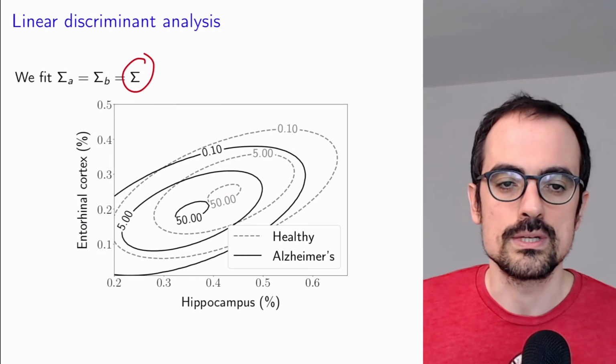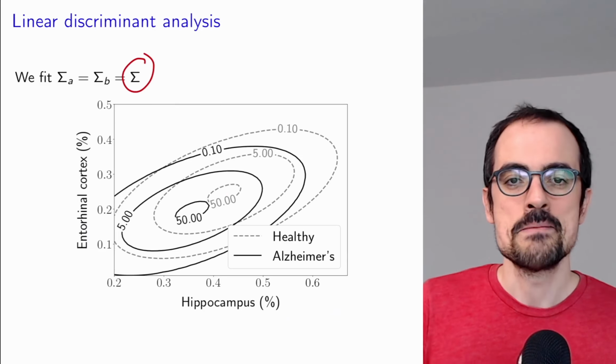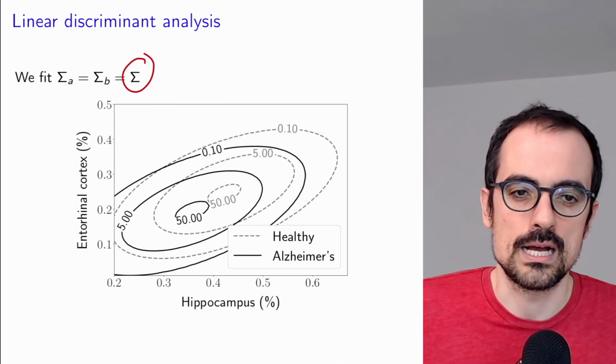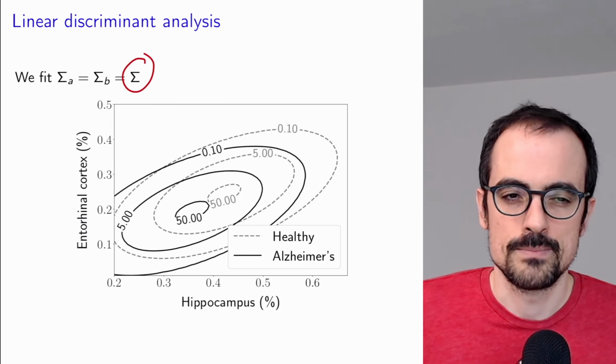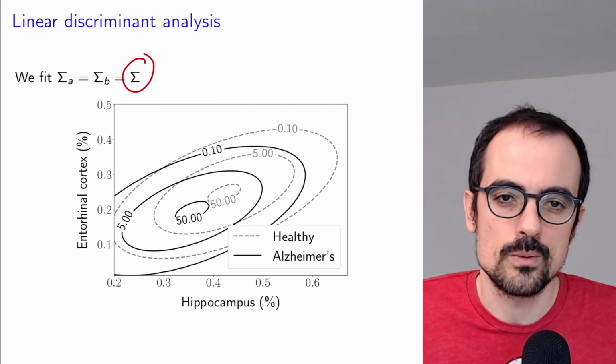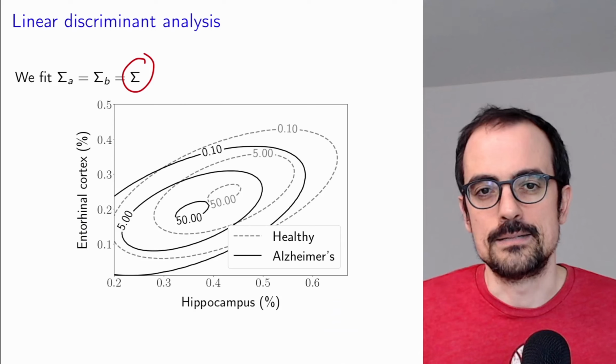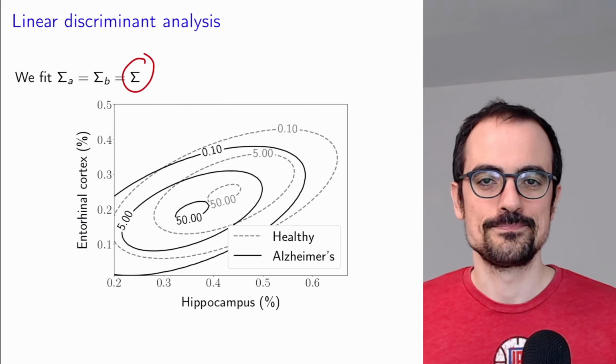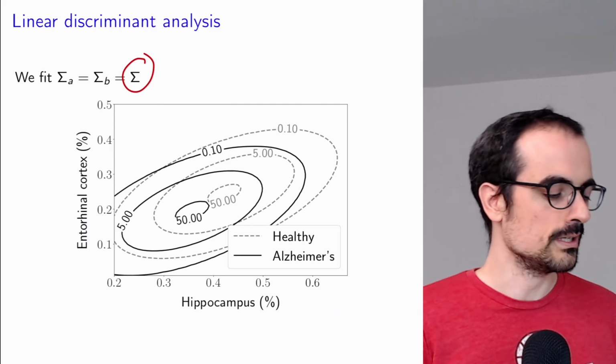Here, when we want to constrain the covariance matrices to be the same, I encourage you to stop for a moment, stop the video, and try to think how you would do it. Because it's not completely obvious, but it's an interesting exercise, so I encourage you to do that. Okay, and now I will tell you how we do it.